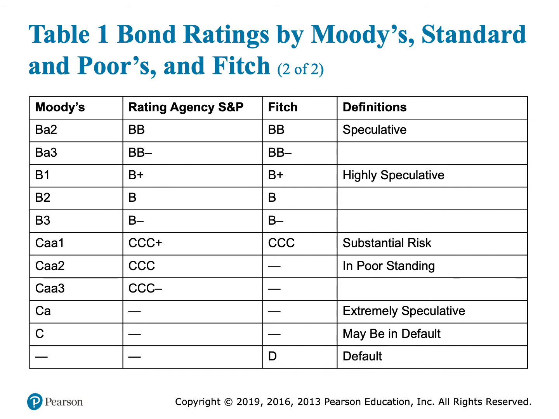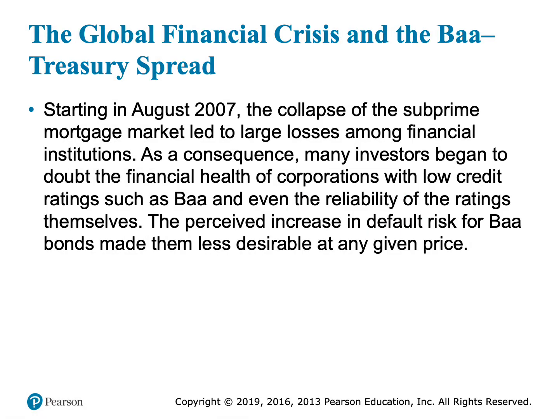As it turns out, many of them failed at this task during the global mortgage-backed security crisis. Starting in 2007, the collapse of the subprime mortgage market led to large losses among financial institutions like Lehman and Bear Stearns and the like. As a consequence, many investors began to doubt the financial health of corporations with low credit ratings, such as BAA, and even began to doubt the ratings themselves.